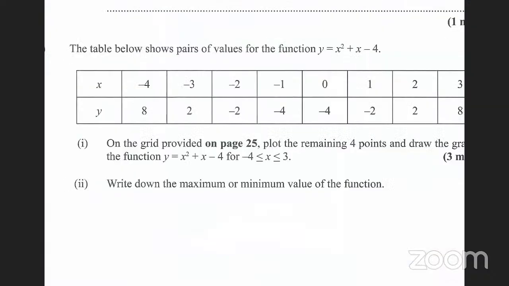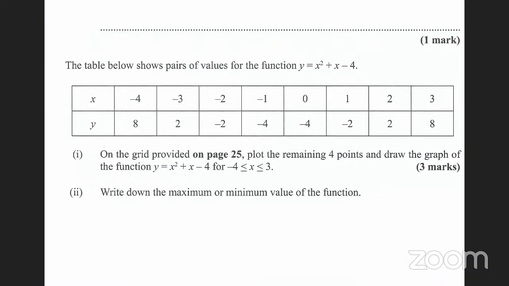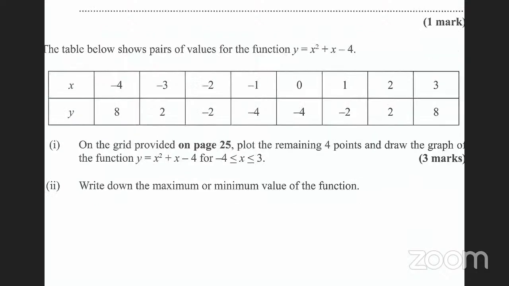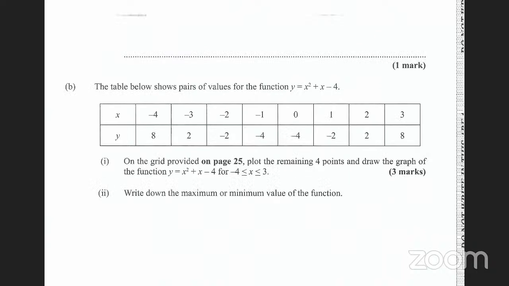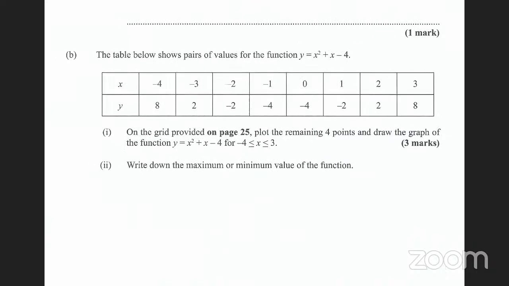So sometimes they would say this. Anyway, you see how you have all those x and y values there? Sometimes they give you the function like y is x squared plus x minus 4. But they miss out some of the y values. So they miss out some of these y values here. But let's see if this will work.